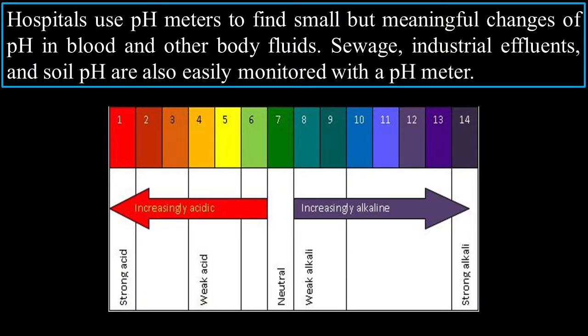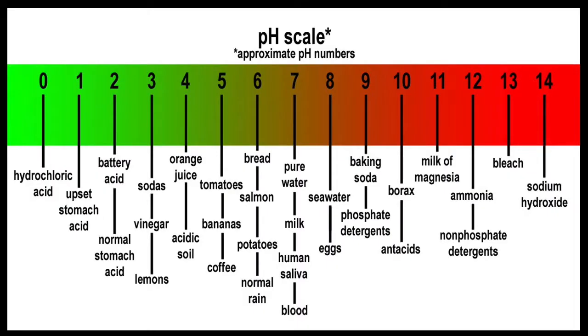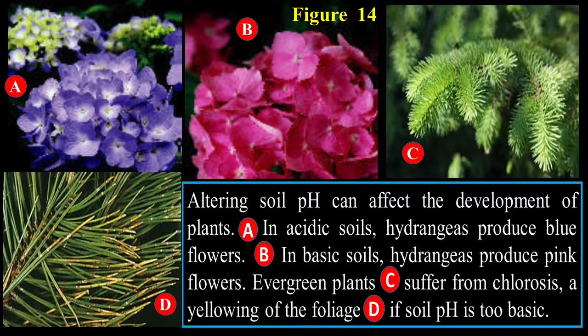Hospitals use pH meters to find small but meaningful changes of pH in blood and other body fluids. Sewage, industrial effluents, and soil pH are also easily monitored using pH meters. Again, here's another pH scale with a range of pH going from 0, hydrochloric acid, to 14, sodium hydroxide.